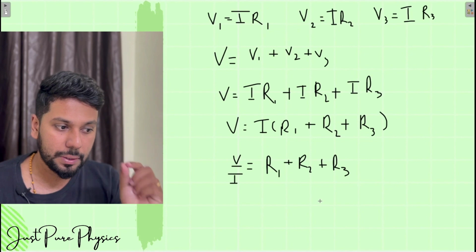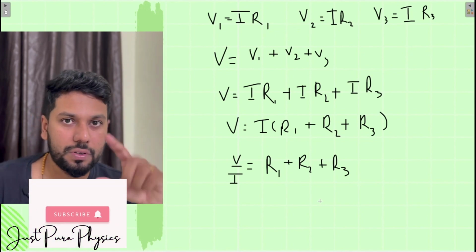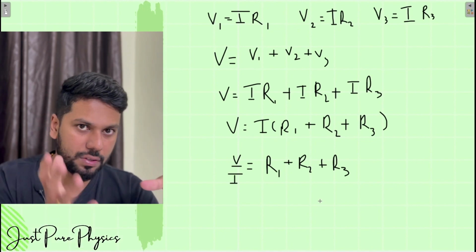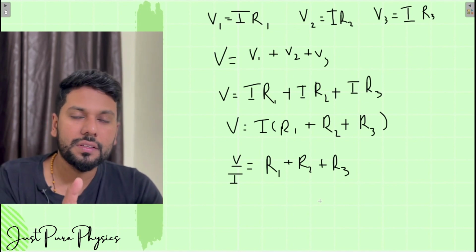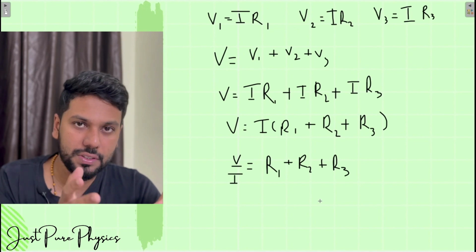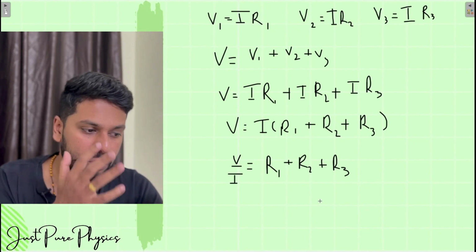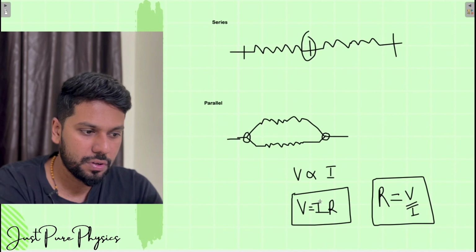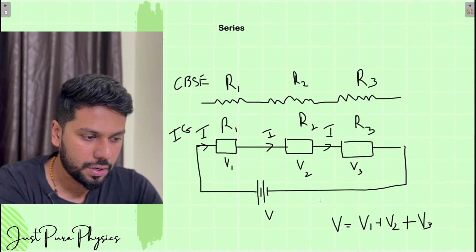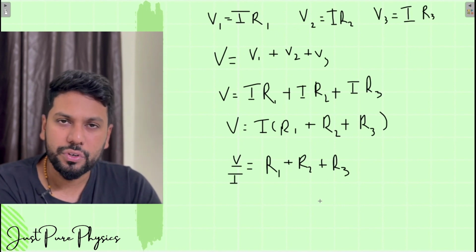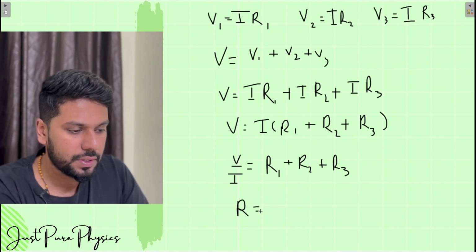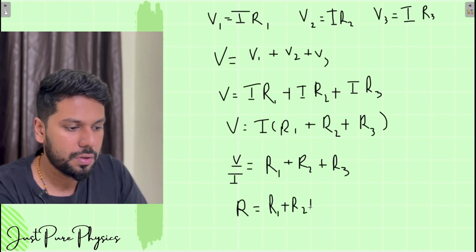So this I depends on the total resistance. This I does not depend on R1, R2, R3 separately, but it depends on all of them together, and together they form the total resistance in series. That is a formula which we are going to reach. So according to Ohm's law, V by I is R, isn't it? Now this V by I is going to be the total resistance itself. So now, the total resistance in your circuit is R1 plus R2 plus R3.